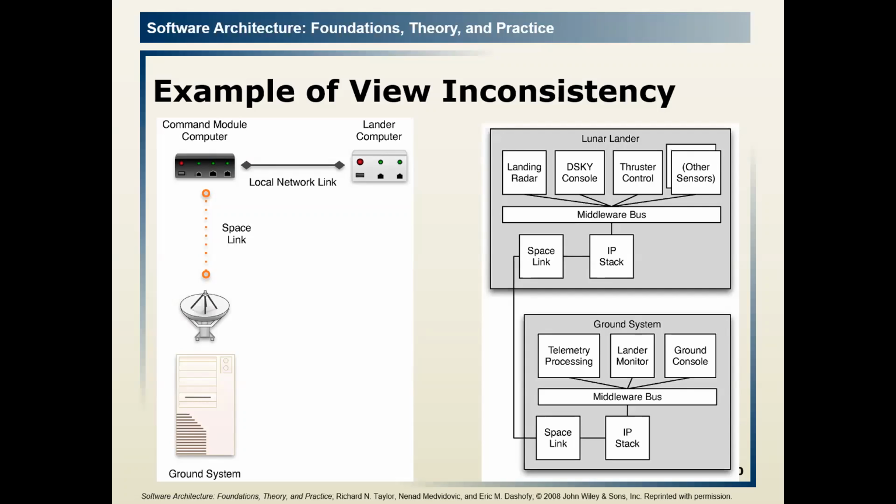In this case, we are saying that our ground system has a server side with an IP stack and a space link to connect, and there are middleware connectors, and then there are the components: telemetry, lander monitor, and the ground console systems. Then on the lunar lander side, the client side, the space link connector is there, then the IP stack for the network, then the network connectors, the middleware bus, and then we have the components: the landing radar, the sky control, the thruster control, and other sensors.